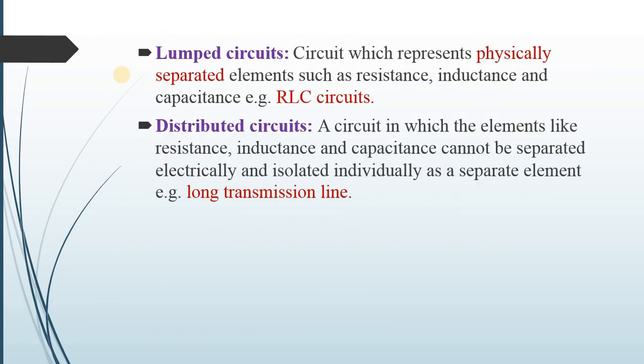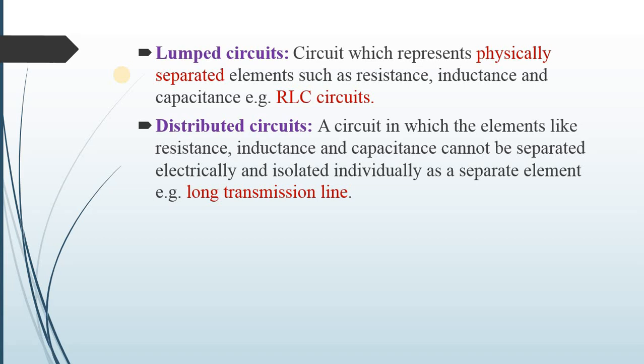Then again, these networks are classified as lumped circuit and distributed circuit. A circuit which represents physically separated elements such as resistance, inductance and capacitance is called a lumped circuit. Means if you have a circuit having RLC components and you can physically separate that R or L or C, then such a network is called a lumped circuit or lumped network.